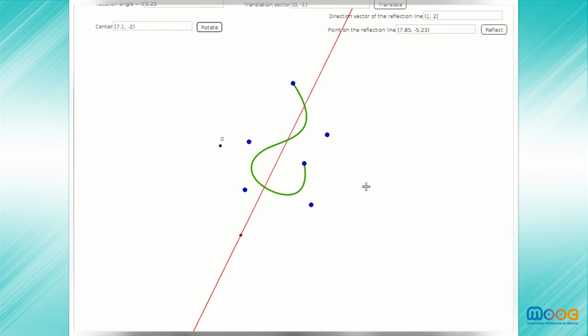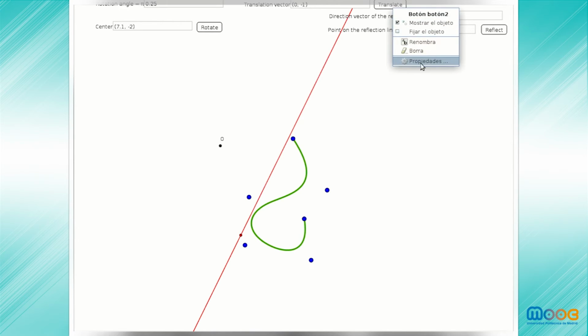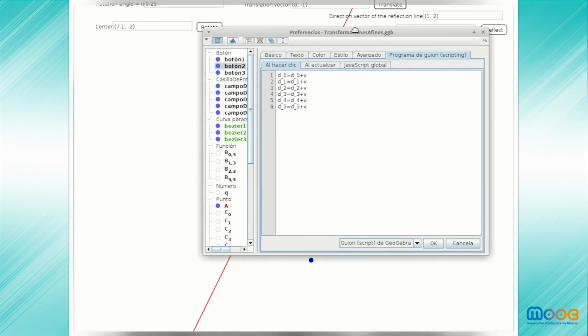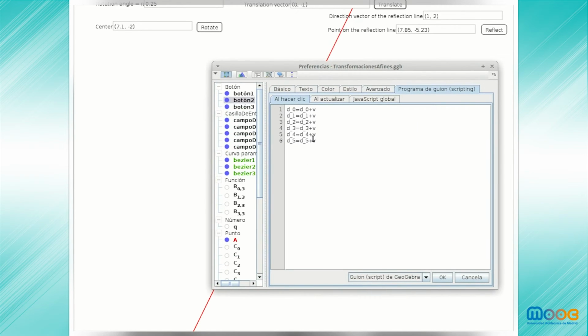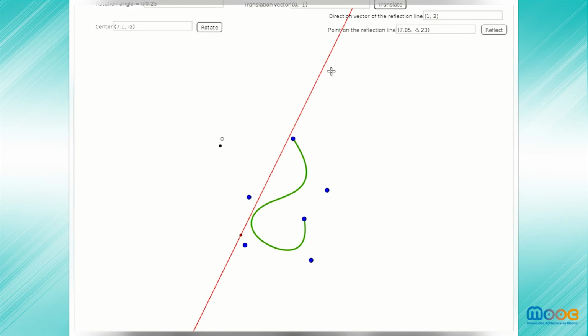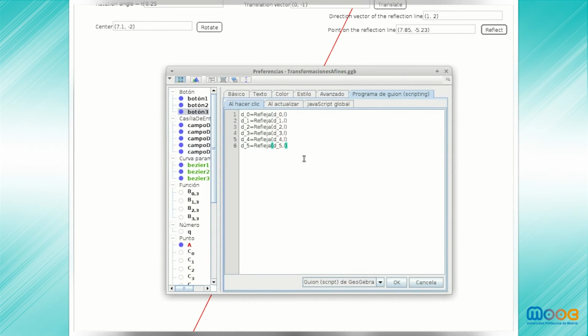In the same way, we can translate the curve. And we can also see that this translation is done only on the control vertices. Finally, we can reflect the curve with respect to this line, and again, the reflection is only done on the control vertices.